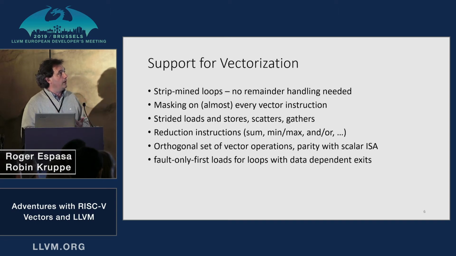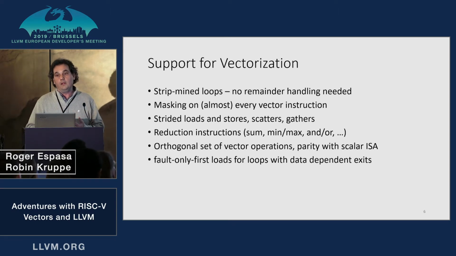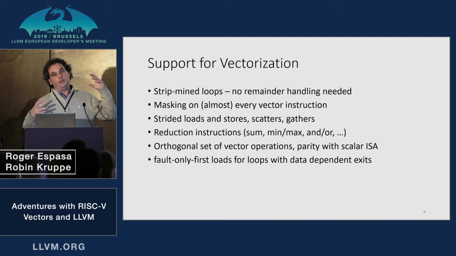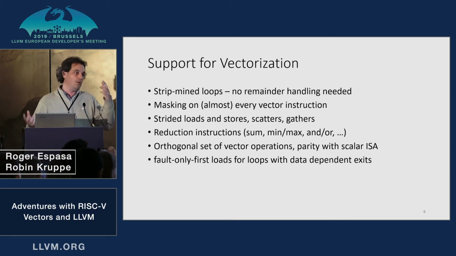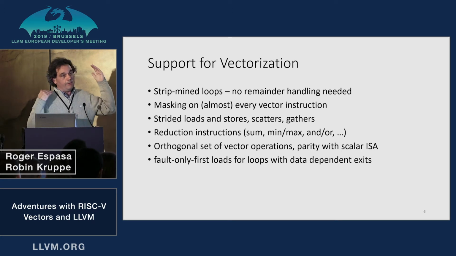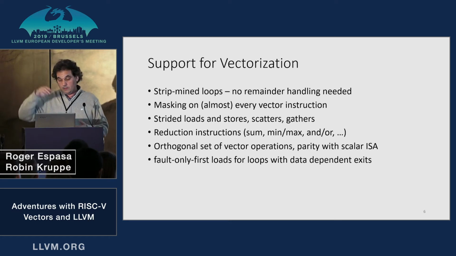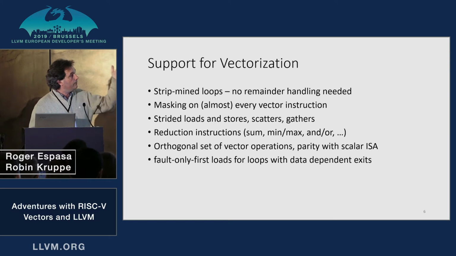A lot of support for stream mining loops. A pain in other architectures I've worked on is the prologue and epilogue tend to be ugly. If the code is big and you generate a prologue and an epilogue on a large loop, then the whole thing overflows the iCache, and then you get into trouble. So very good support for stream mining. You'll just have one loop, no prologue, no epilogue, done. And that's thanks to active vector length. Masking on everything. There was a very good talk in that room by Simon on predication support in LLVM that goes right here.